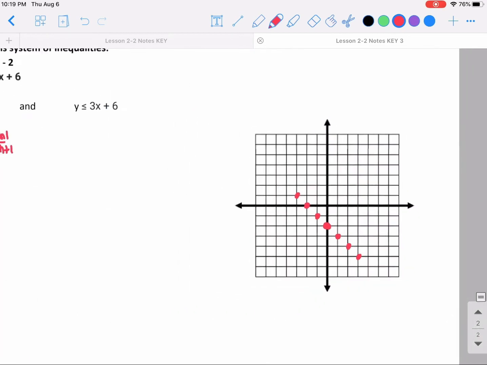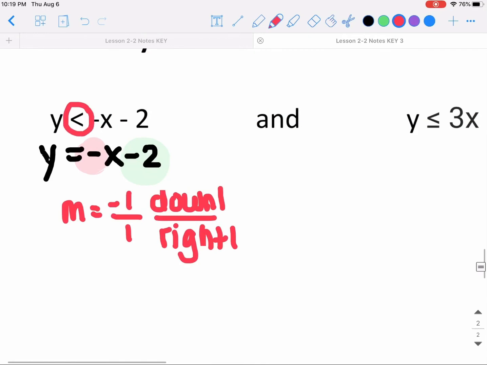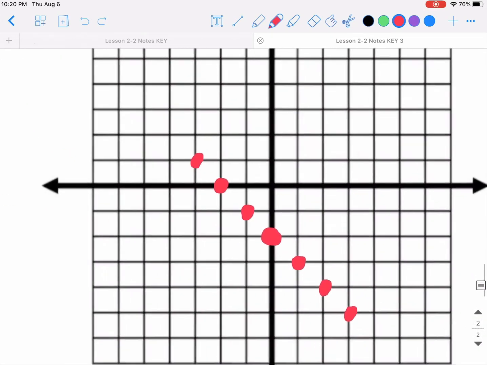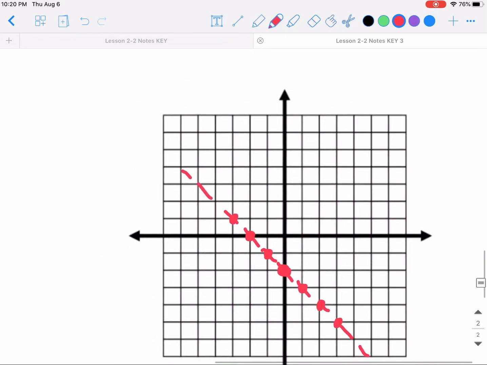Right, and then I can connect this line. But before I connect it, I need to talk about, is it going to be dashed or is it going to be solid? And since I have a less than sign here, that means it will be, sorry, did I say shaded? I meant solid. It will be a dashed line because that line, y is equal to -x minus 2, that is not included. It's not going to be included, so it's going to be a dashed line. So I'm going to draw a dashed line here. Doesn't have to be perfect. Oops, there's my dashed line.